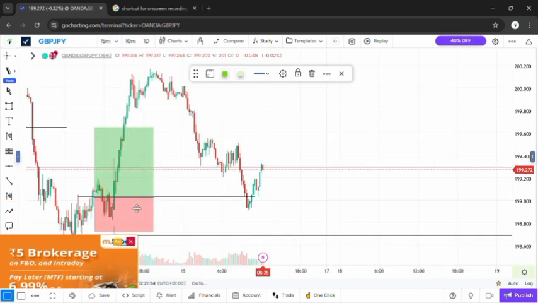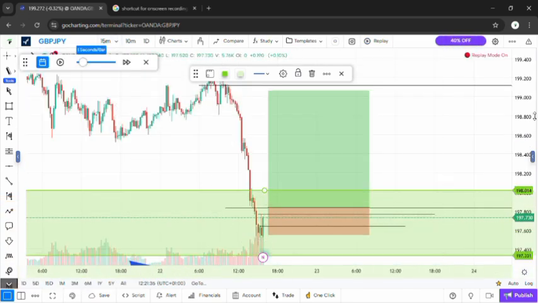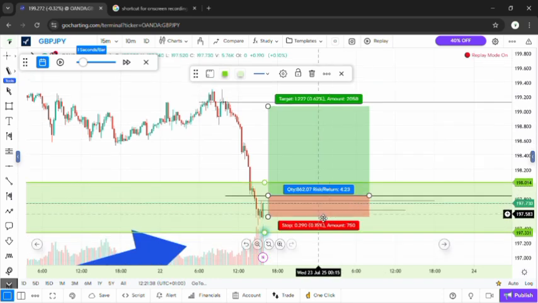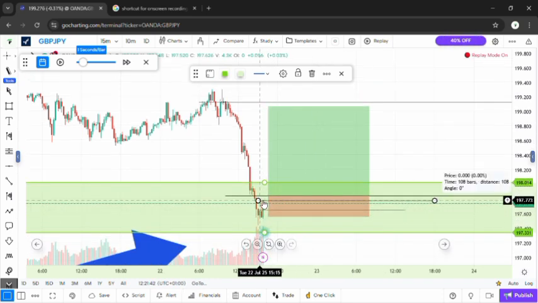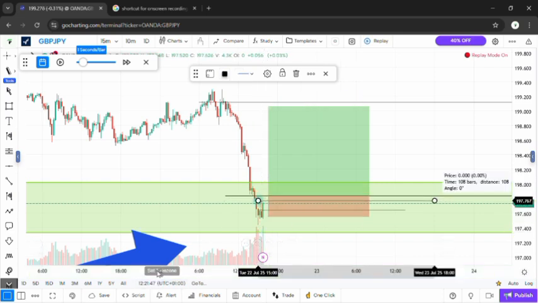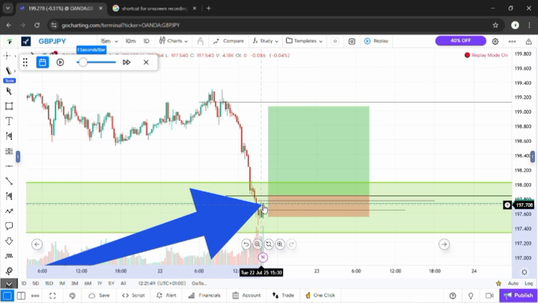Look at the markings here. I have to wait for price to close with full body around this point here. I have to wait for price to close with full body. So let's see.